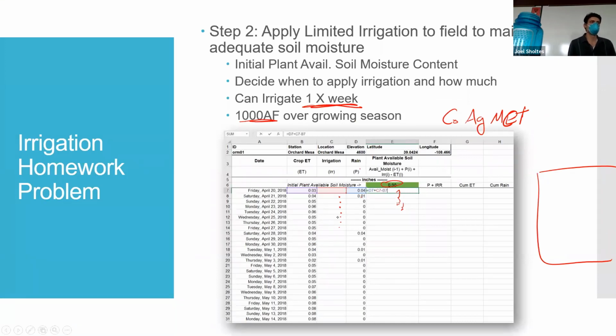So that's an overview of the homework assignments. I've recorded this so you can take a look at it again later when it comes time. You're basically pretending to be a farmer that is using COAGMET to keep the soil wet enough so that their crops don't die.